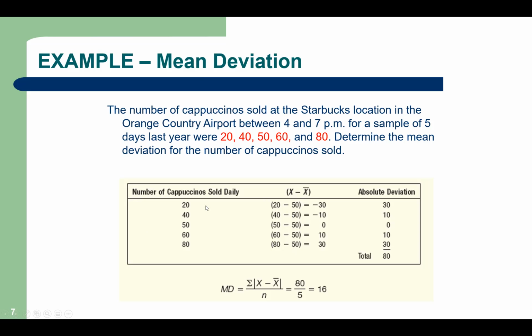Then we need to subtract each observation from the mean, x minus x bar. So 20 minus 50 is minus 30, 40 minus 50 is minus 10, 50 minus 50 is 0, 60 minus 50 is 10, 80 minus 50 is 30. And then we will take the sum of these values.